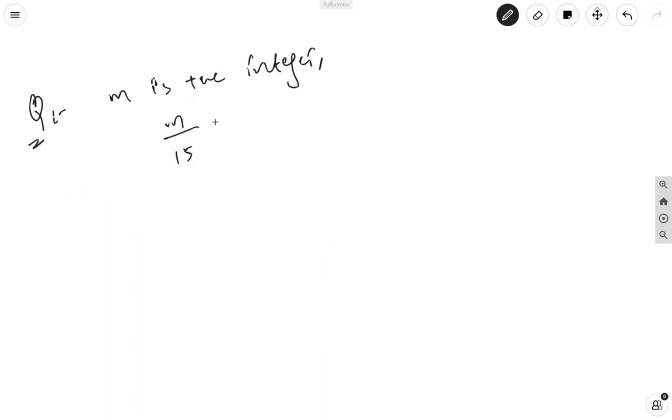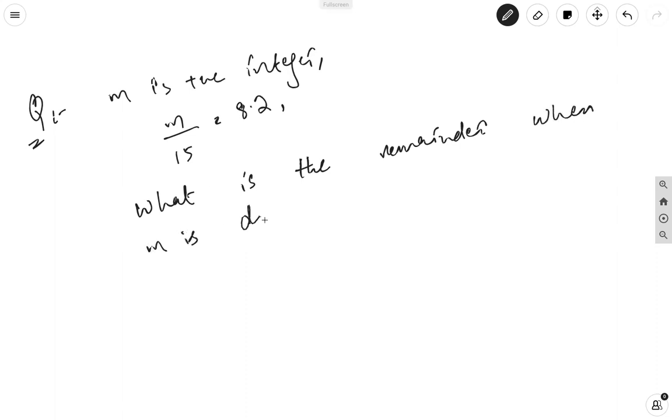That's a very interesting question. Today I'm just trying to give the perspective of how the question could be asked in different ways. For example, let's suppose M is a positive integer, and the question given is that M over 15 is equal to 8.2. So the question is, what is the remainder when M is divided by 30?